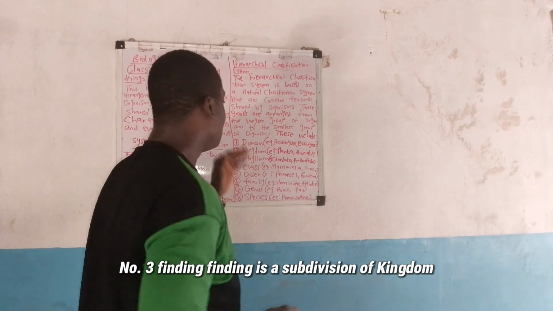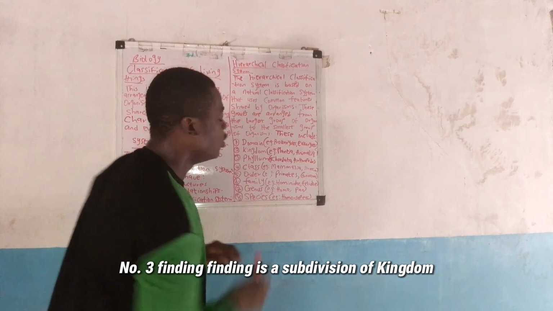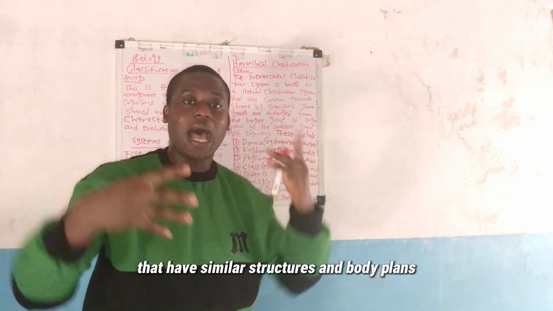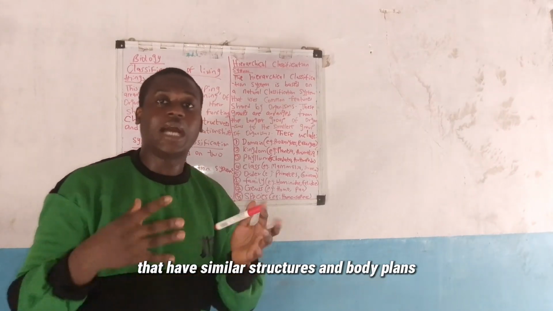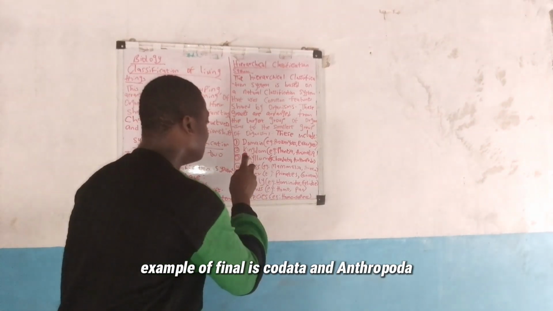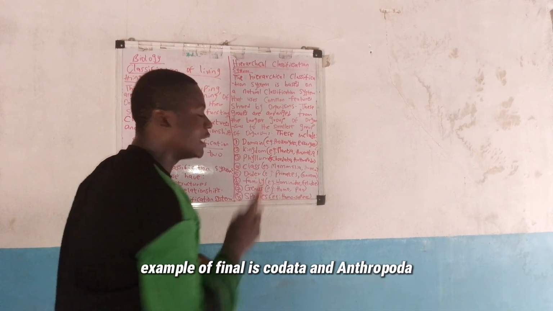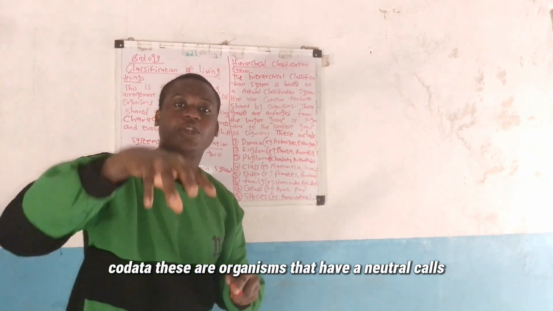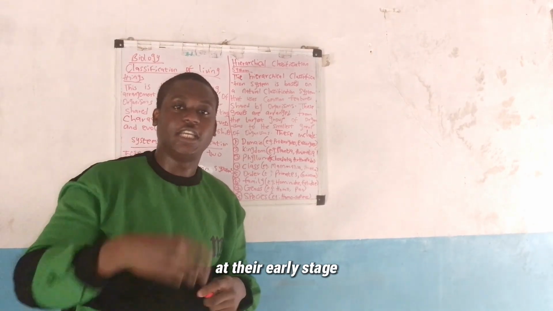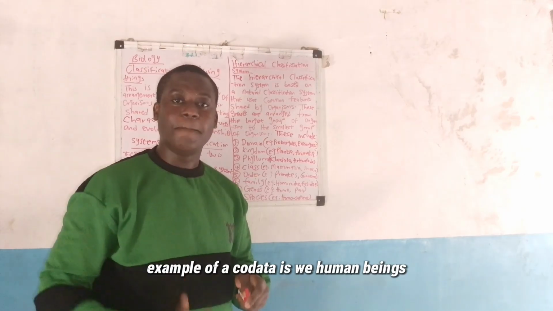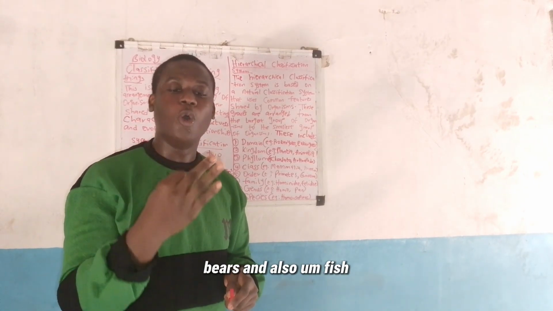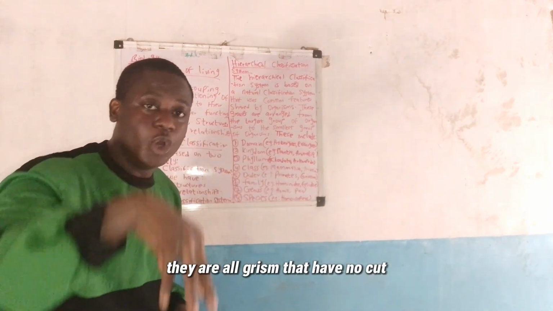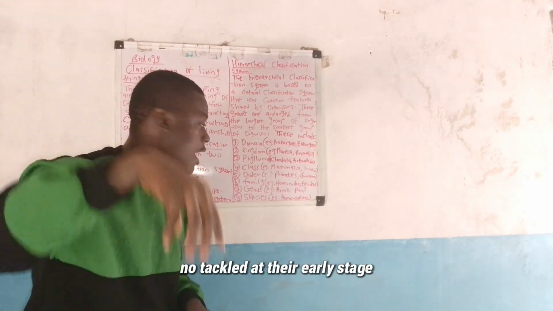Number three, phylum. Phylum is a subdivision of kingdom, and they are made up of organisms that have similar structures and body plans. Examples of phylum are Chordata and Arthropoda. Chordata are organisms that have the notochord at their early stage. Examples of Chordata are we human beings, birds, and also fish. They are organisms that have a notochord at their early stage.